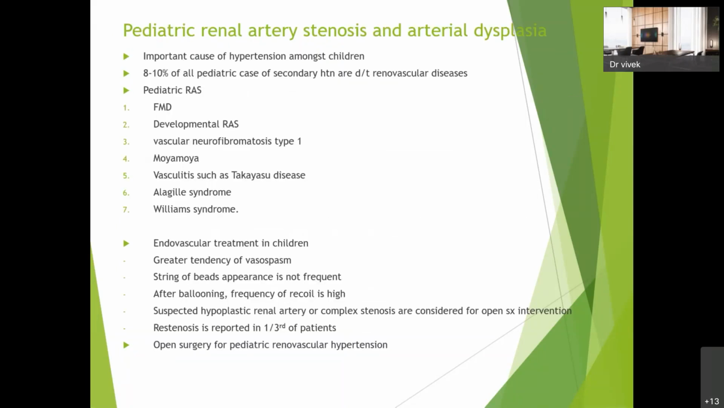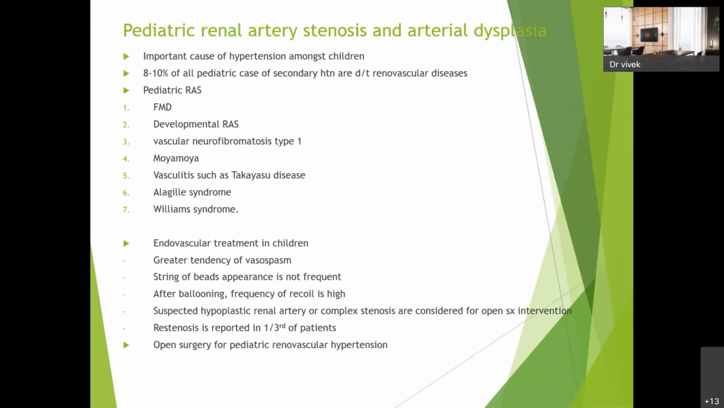In pediatric renal artery stenosis, it is the most important cause of hypertension in children. The cause of pediatric renal artery stenosis is usually FMD followed by developmental RAS or vascular causes such as neurofibromatosis type 1, Moyamoya disease, vasculitis such as Takayasu, Alagille syndrome, and Williams syndrome.